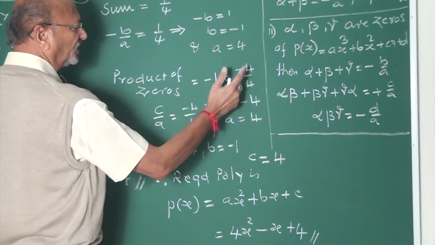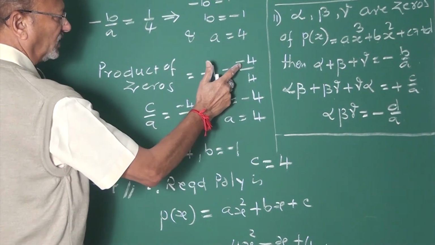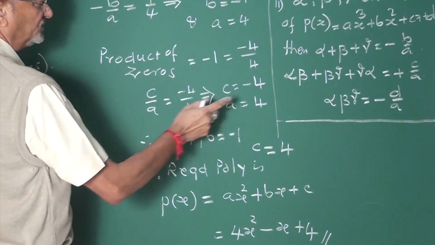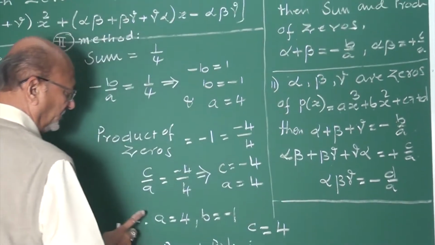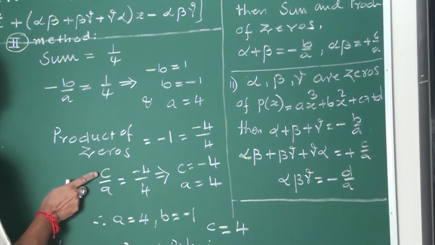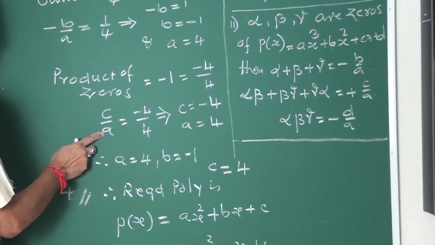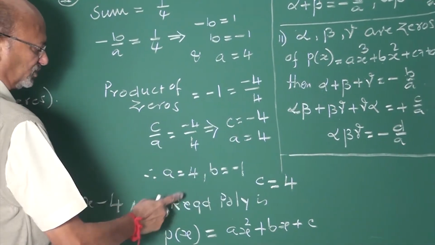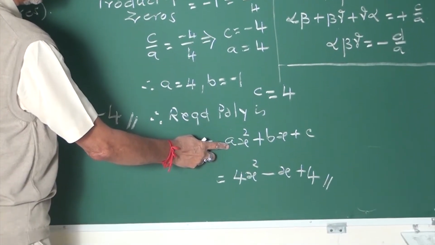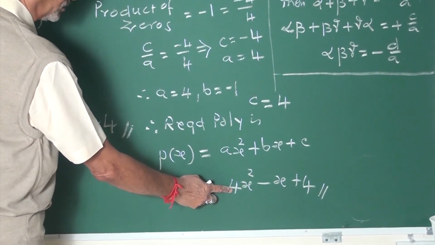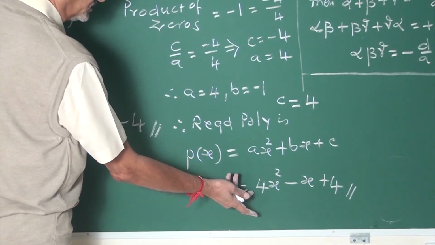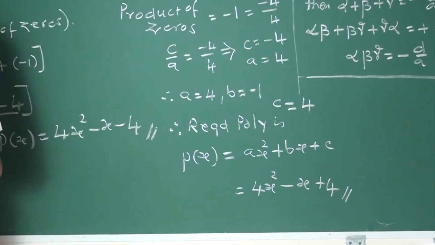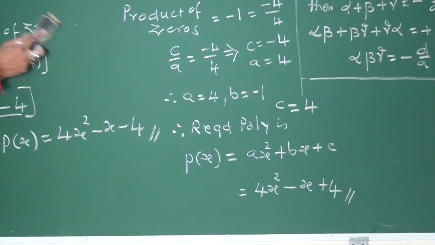Always your denominator you wanted 4. To get minus 1, your numerator must be minus 4. Compare: what is the product of zeros? c by a. c by a equal to minus 4 upon plus 4. Numerator minus 4, denominator plus 4. Here also a is 4, b is minus 1, c is minus 4. Substituting these values in this quadratic polynomial, you get the required polynomial. Even if it is not necessary, you can directly write off this step; for your sake, it is written and then substituted. Yes, my friend. Next example.